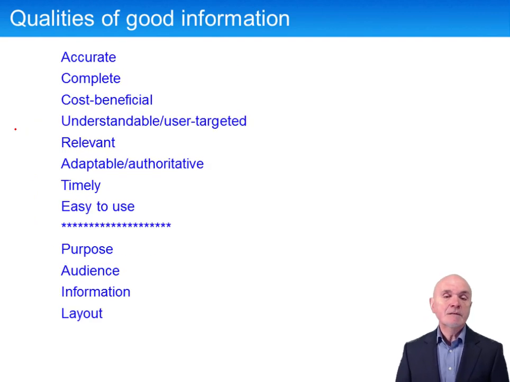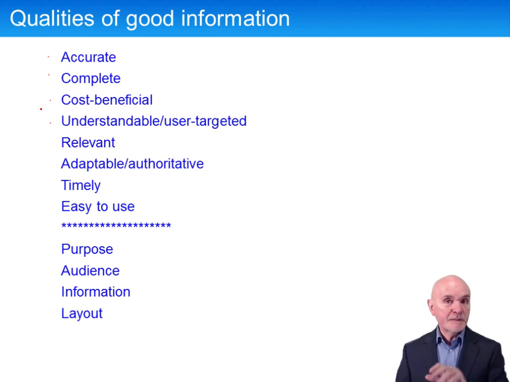Qualities of good information. We've got two lists here. The first one going down here is the ACCURATE mnemonic. You've come across that before, probably. You're not going to be asked outright what are the qualities of good information. The way this tends to be examined is that you're given a report and you're asked to perhaps criticize it or suggest improvements. So information has to be sufficiently accurate.